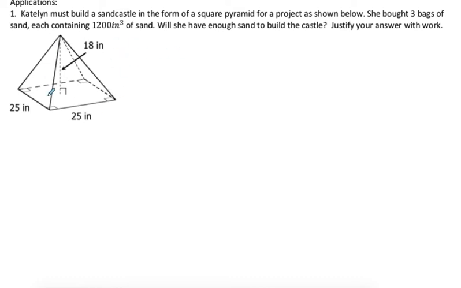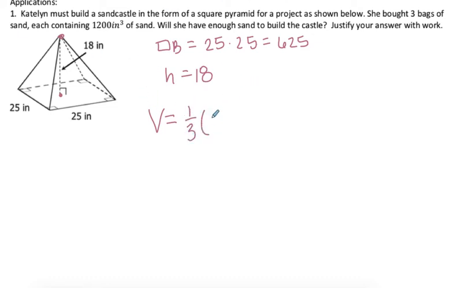So we need to find the volume to see how much her 3 bags are going to contain here. So I'm going to take the area of the base and the height to find the volume. We have a square, they already told me, pyramid. So I'll take 25 times 25. The height, center to apex. So we have our center, we have apex. The height is 18. So the volume for the sandcastle that she's building, we're going to take 1/3 for pyramid, area of the base times the height.